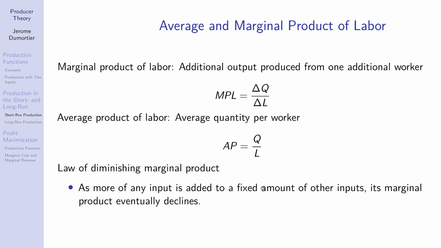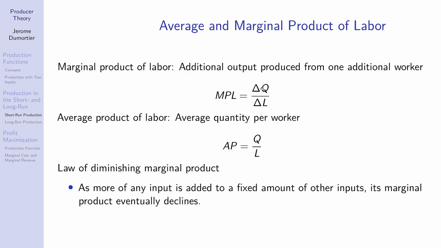Now, next we are going to introduce the average and marginal product of labor. The marginal product of labor is the additional output produced from hiring one additional worker. We are abbreviating marginal product of labor with MPL. Note that the little delta sign here means the change in. So the marginal product of labor is the change in the output over the change in input.